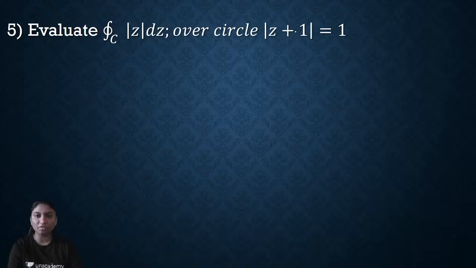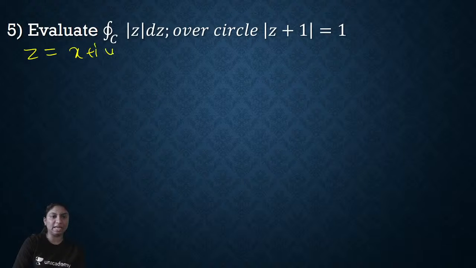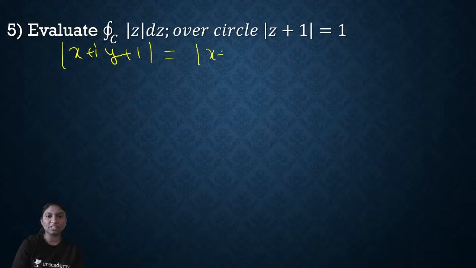अब यहाँ पे mod of z plus 1 is equal to 1 है. It means z is equal to क्या है यहाँ पे? So we know that z is equal to x plus iy, है ना? Z is equal to x plus iy. So you will get here mod of z plus 1, it means mod of x plus 1 plus iy.